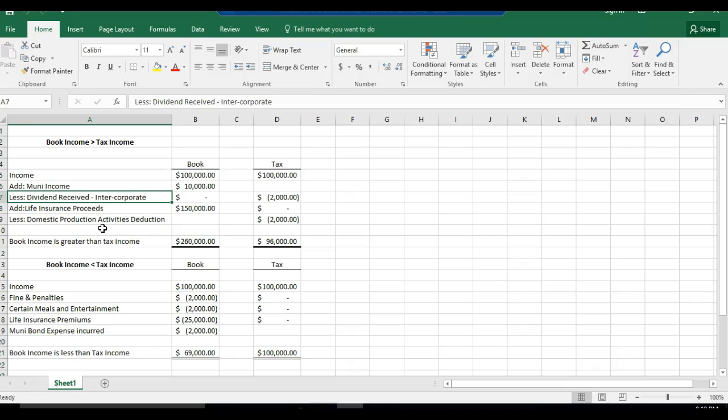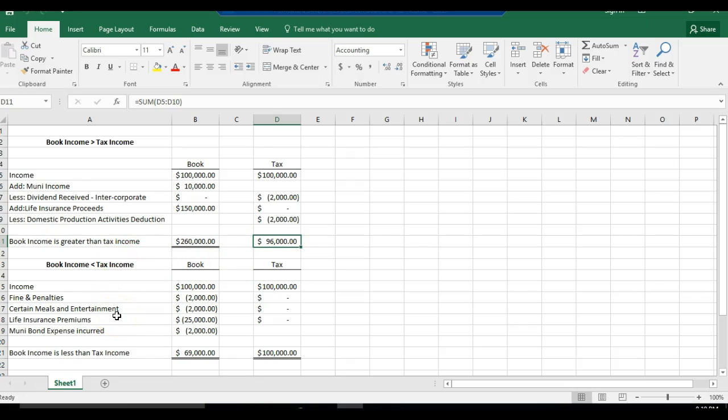Next, the IRS allows us to deduct what's called domestic production activities. It's basically a tax credit, usually in the energy and exploration industries. We can deduct it for tax purposes, but we can't for GAAP. So these items here basically are included in our book, and some of them are not included in our tax, and vice versa. And that's where the book income is greater than tax income.